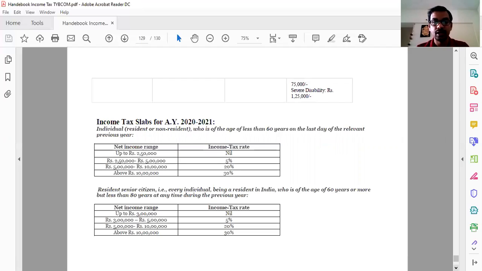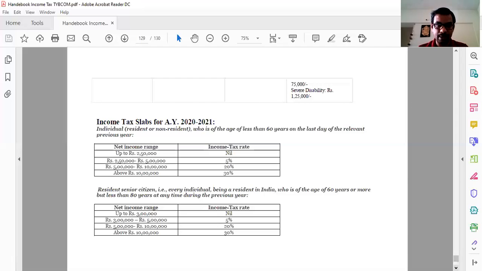Once we get the total taxable income, then we have to calculate the tax on that, and the tax is calculated according to the income tax slab of the year 2020-21. So first of all, there is a slab for the individual, resident or non-resident, who is of the age of less than 60 years on the last day of the previous year. This is the slab for the people who are less than 60 years of age. In this slab, we have to break up the income, and then we have to calculate the tax on that.